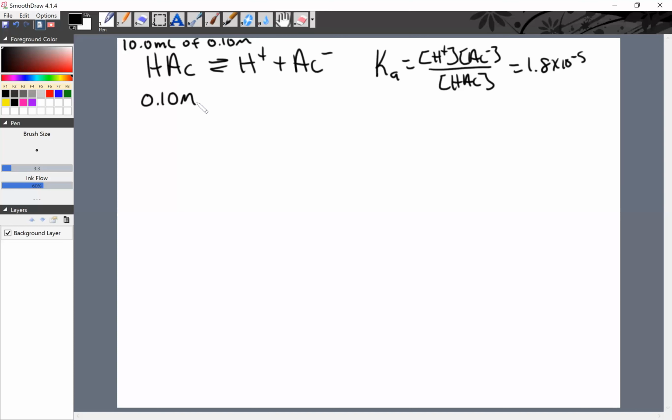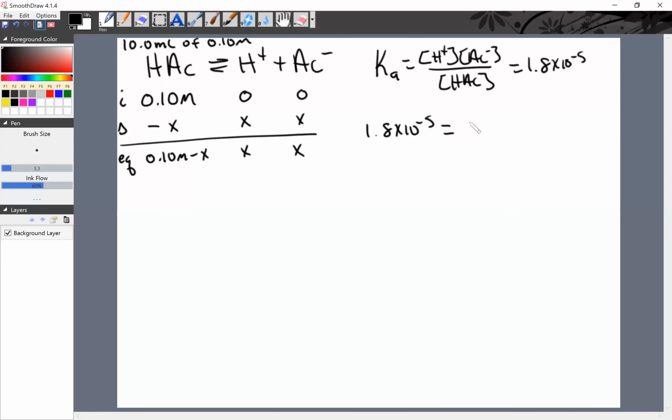Did I put anything in there with my vinegar? No. So the initial concentrations of those are 0. And how is it going to change? Negative x, plus x, and plus x. So equilibrium is 0.10 minus x, x, and x. I didn't give you any equilibrium numbers, so there is your ICE table. Can I plug those in? Technically they are the equilibrium concentrations. So 1.8 times 10 to the minus fifth is equal to x times x over 0.10 minus x.